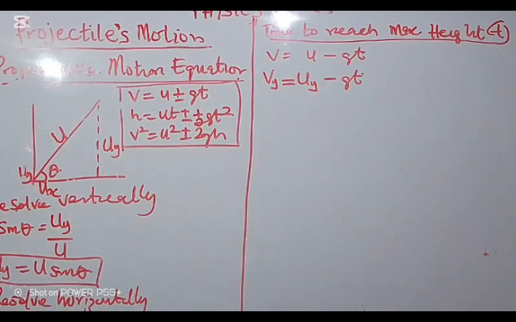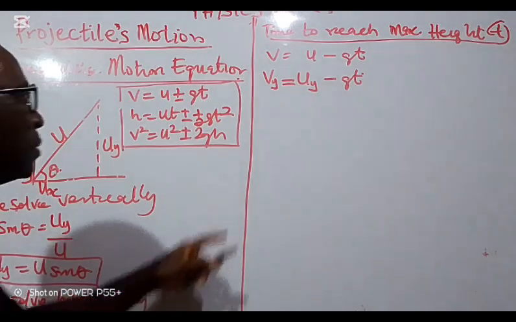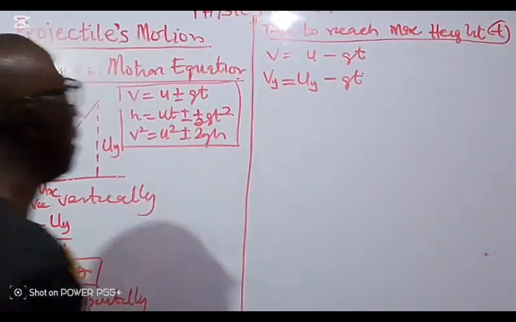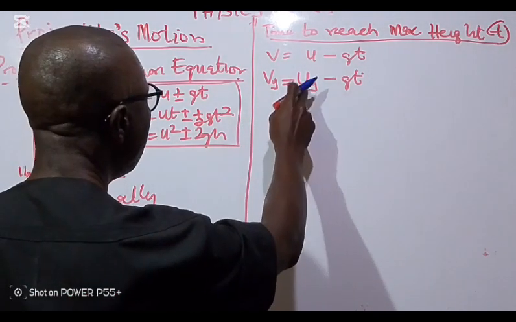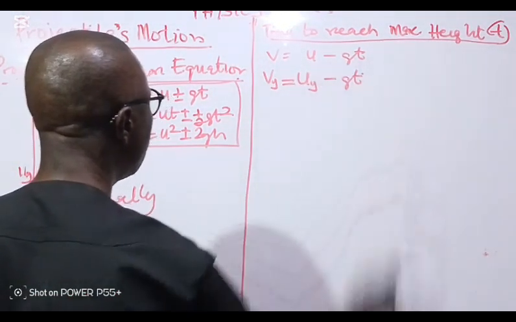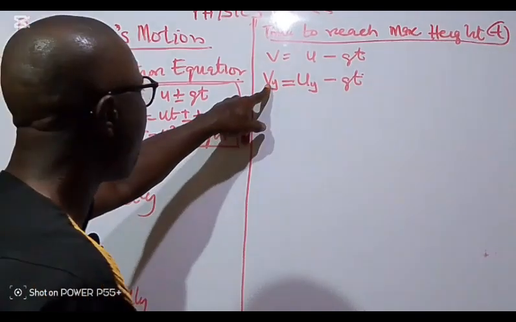Mind you, it's time to reach the maximum height. That is why we say component, when what we call component here is the X and Y axis. We call this one initial vertical component velocity, and this one will be final vertical component velocity, that is Vy.